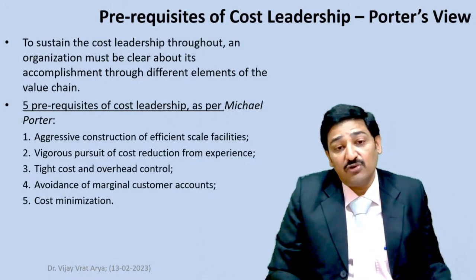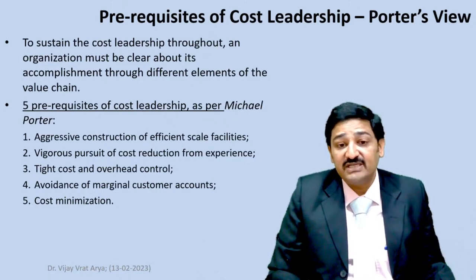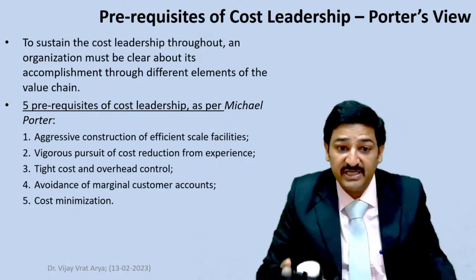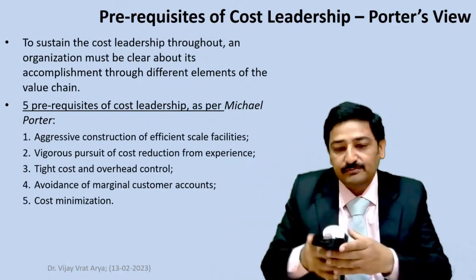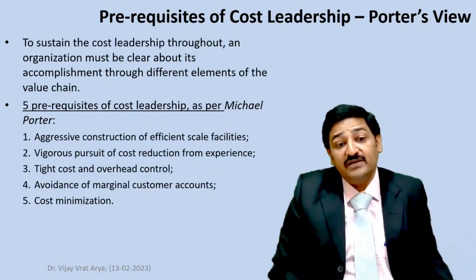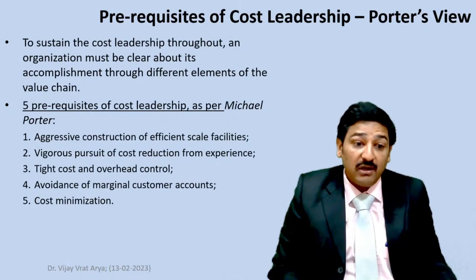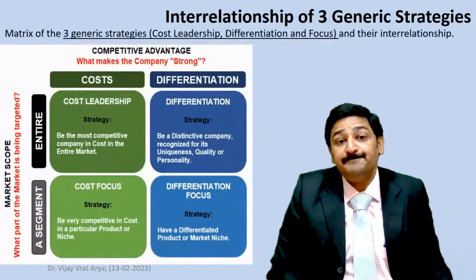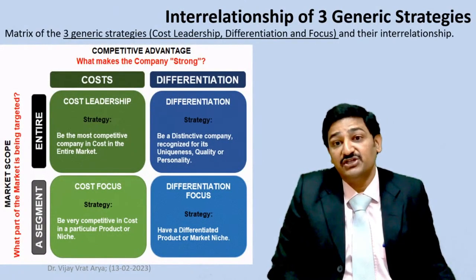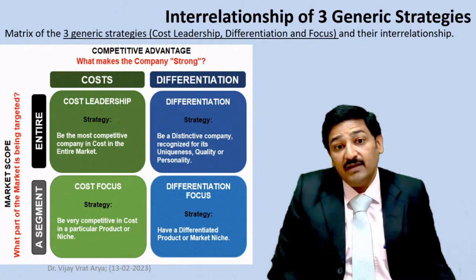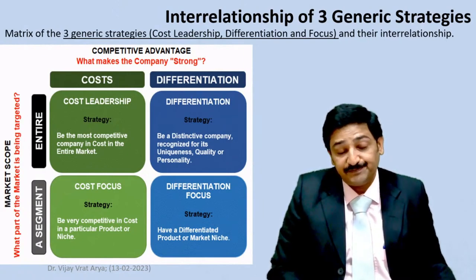Five prerequisites of cost leadership, as per Michael Porter, are aggressive construction of efficient scale facilities, vigorous pursuit of cost reduction from experience, tight cost and overhead control, avoidance of marginal customer accounts, and cost minimization. We can also see the interrelationship of three generic strategies, that is the cost strategy, the differentiation strategy, and the focus strategy.